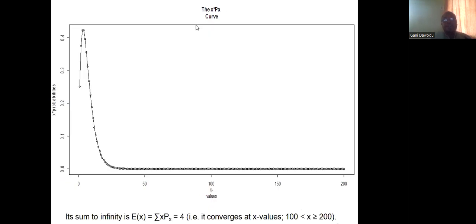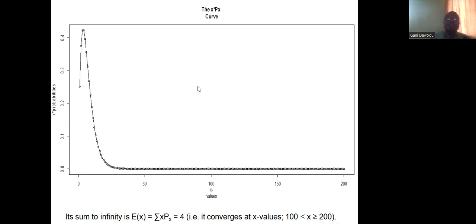Okay, this is the curve that will give us information pertaining to our expectation. All right, this is the x, p of x curve. If you want to get the expectation, expectation of x is equal to summation of x, p of x. So if we sum values along this curve, we get our expectation. And in the code, you will see that by the time you sum values along the curve, it is 4.